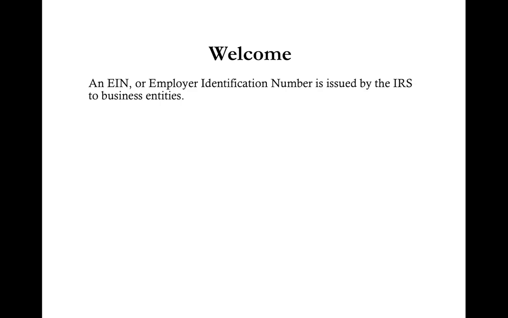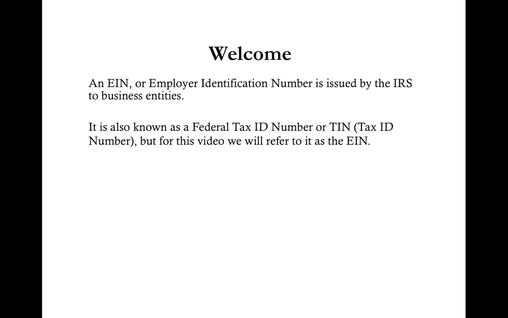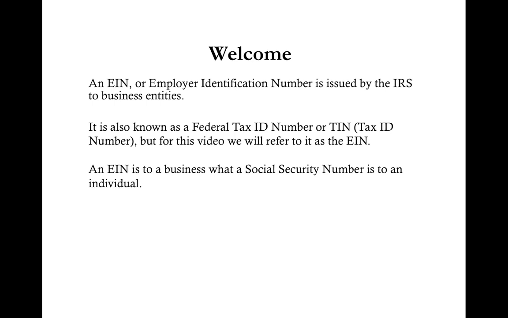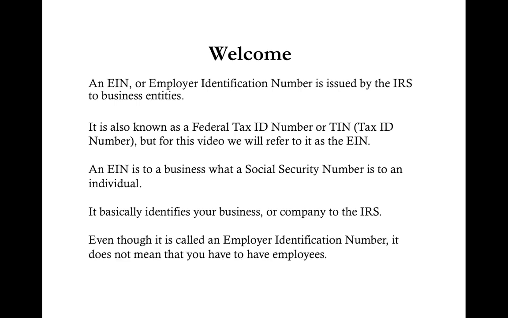An EIN, or Employer Identification Number, is issued by the IRS to business entities. It is also known as a Federal Tax ID Number, or TIN, Tax ID Number, but for this video, we will refer to it as the EIN. An EIN is to a business what a Social Security number is to an individual. It basically identifies your business or company to the IRS. Even though it is called an Employer Identification Number, it does not mean that you have to have employees.